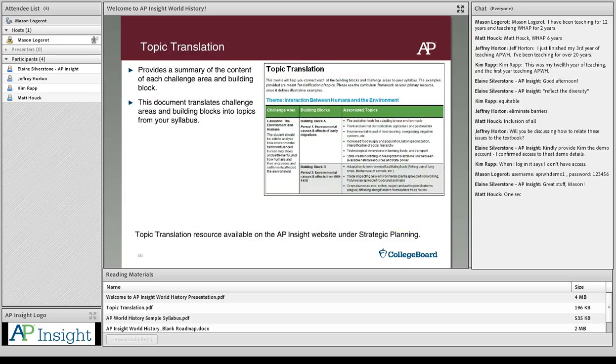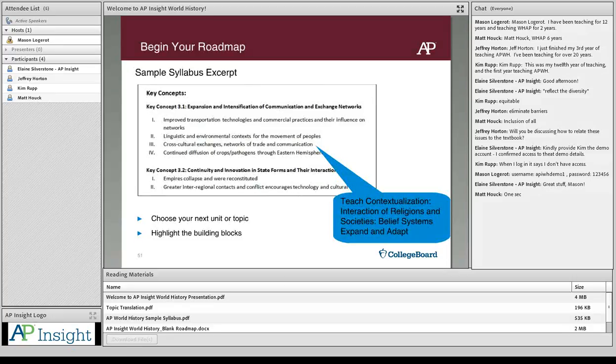So let's take a look at the topic translation first. And again, you've already downloaded that, so you can look at it as I'm talking. In the topic translation, you're going to see that the challenge areas and the building blocks are all aligned to the time periods that you already teach, or to the topics. You can see an example here from the sample syllabus. If we're talking about cross-cultural exchanges and networks of trade and communication, then you know that's one of the challenge areas and building blocks that you can use.